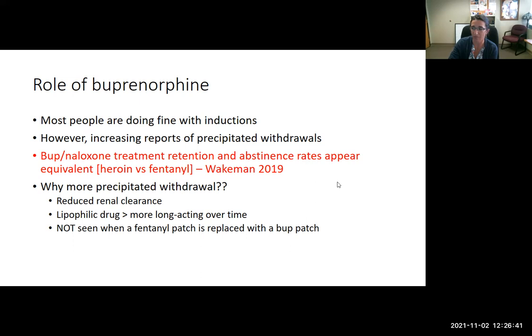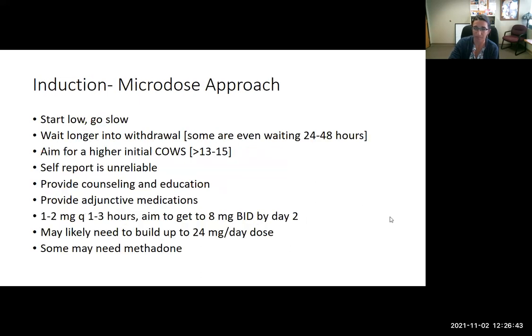fentanyl to buprenorphine. So the microdose approach is really starting low again. You go slow, and then you're waiting longer into withdrawals, sometimes before starting, especially with fentanyl. So you're going to aim for initial COWS score that's higher than the traditional 8 on the COWS for short-acting opiates. For fentanyl, you'd be waiting for a COWS of at least 13.